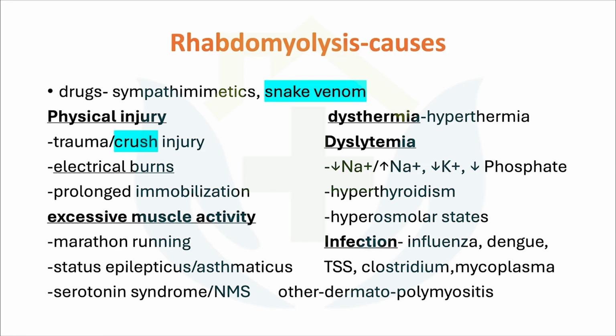The moment the muscle breaks down, they will increase the potassium and phosphate levels. So similarly, hyponatremia, as I said, hyperthyroidism, other causes where you can see rhabdomyolysis, and the infective causes of rhabdomyolysis are mostly, you have to remember, influenza that is very commonly associated. In our setup, dengue. Dengue is a very common cause of rhabdomyolysis.